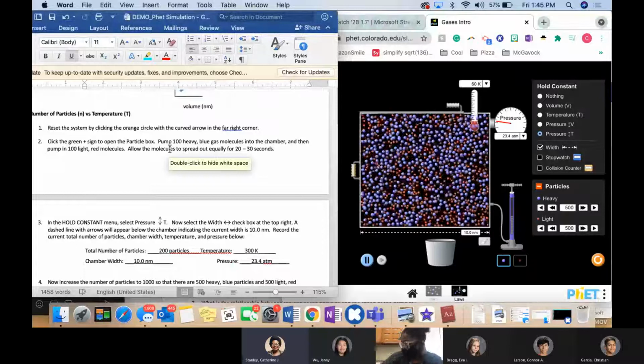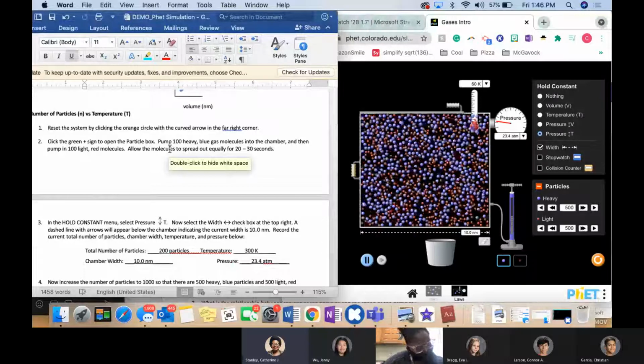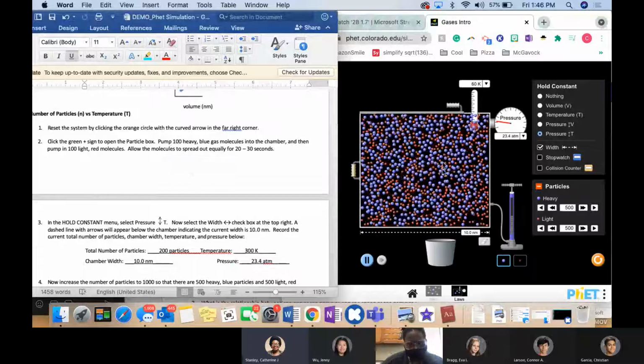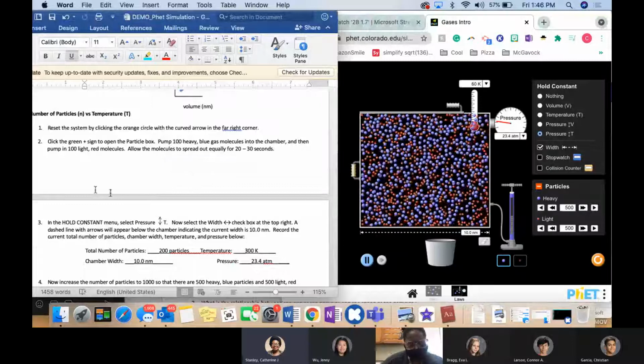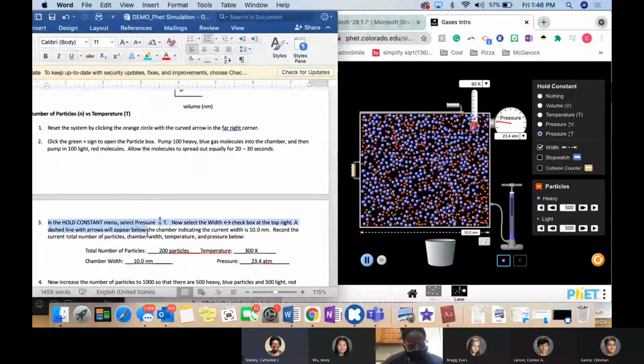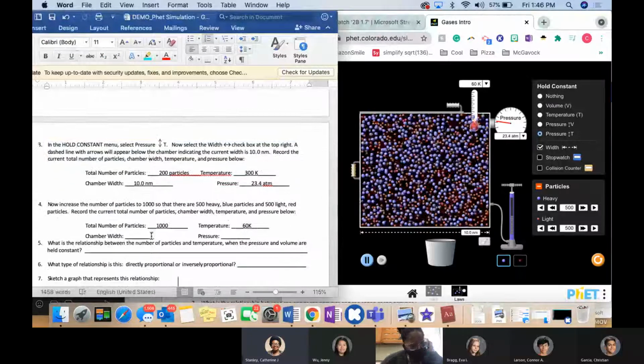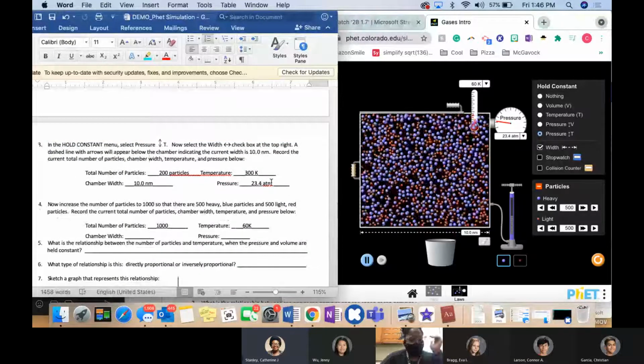Read through and see where we are. Eva, it's not going to let you click it unless you have particles in there. So you would be on number 3 right here. And then that'll let you, got it.